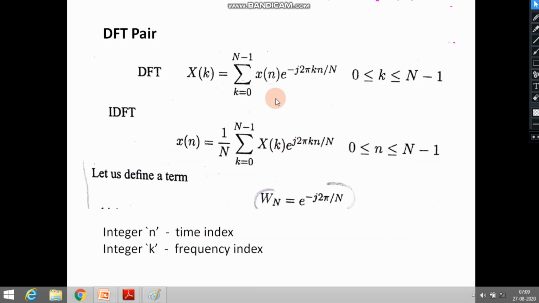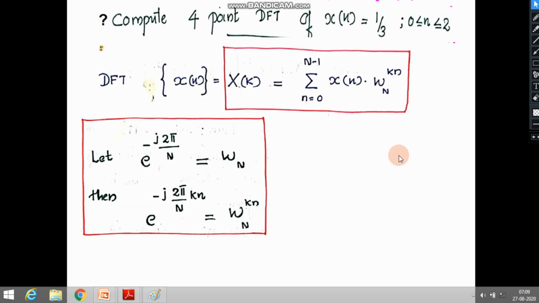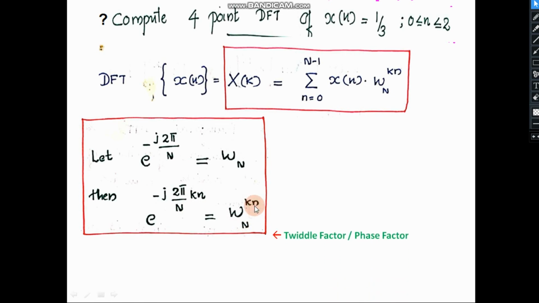The next thing is, we have told the DFT of the sequence is given by this, and the term e raised to minus j 2 pi by N into kn is written as omega N, which is equal to e raised to minus j 2 pi by N. So the term e raised to minus j 2 pi by N kn, written as omega N raised to kn, is called the twiddle factor or phase factor, because this term determines the phase of the sequence we are obtaining.